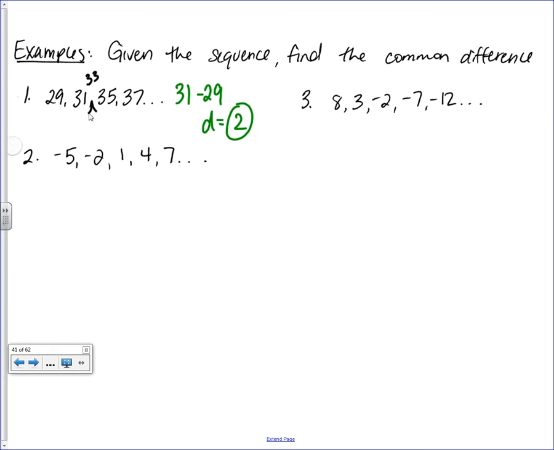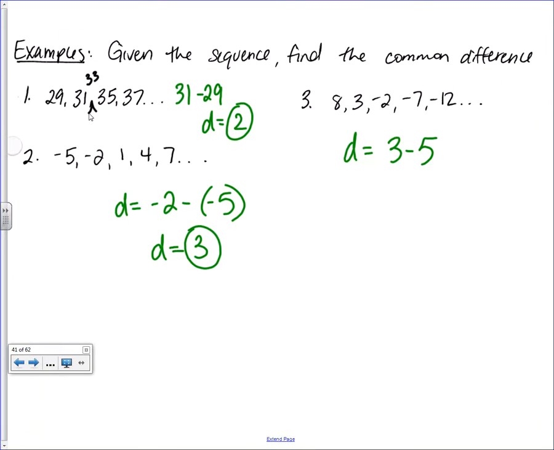If you take a look at number 2, you might be able to see that it goes up by 3 every time. The mathematical way to do that is to subtract the second term minus the first term, and when you do that, you will get that they go up by 3 every time. In number 3, it's pretty easy to see that these go down by 5 every time. The mathematical way to do that would be to take the second term and subtract the first term, and you will see that the common difference is -5, which means it goes down by 5 every time.